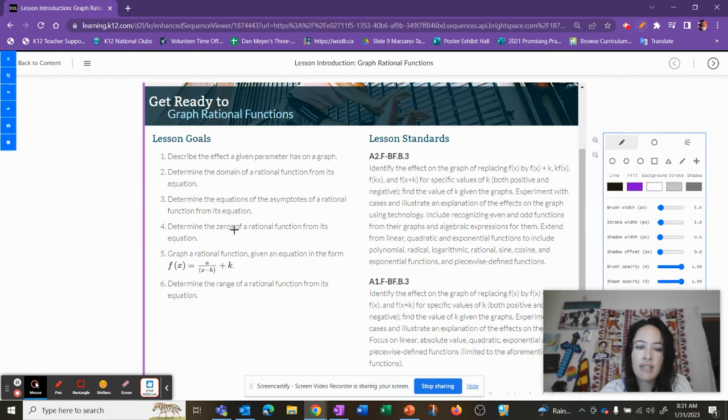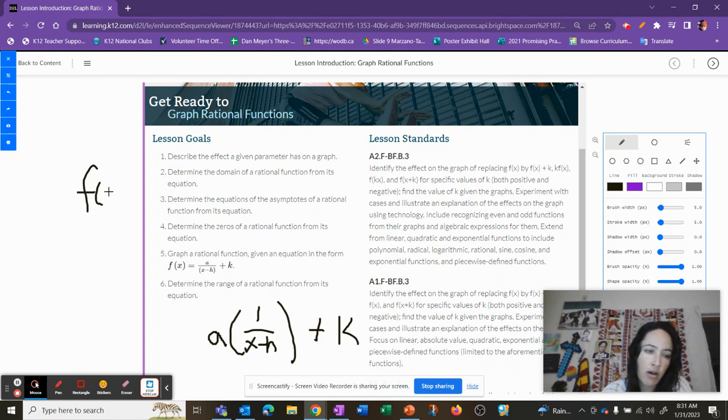One of the messy parts is that A looks like it's in the numerator, but this is the same thing, A times 1 over x minus h plus k, where our f of x, our original, what we call the parent function, just remember sine and cosine, is 1 over x. This is our original one.